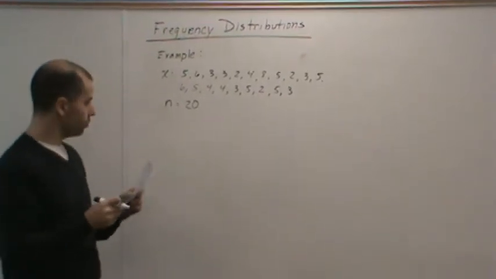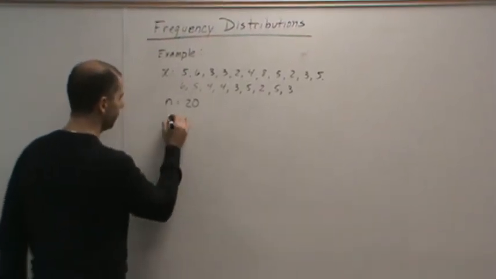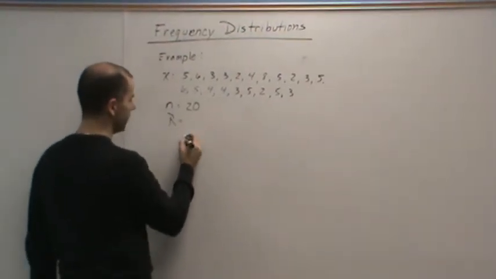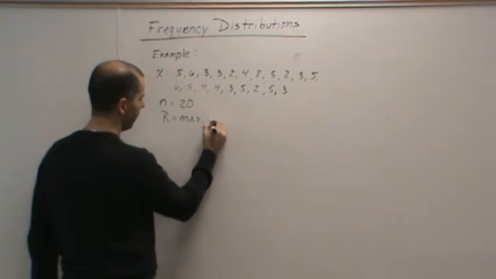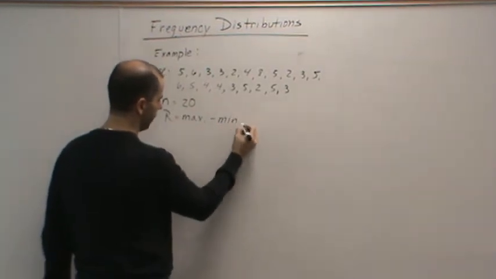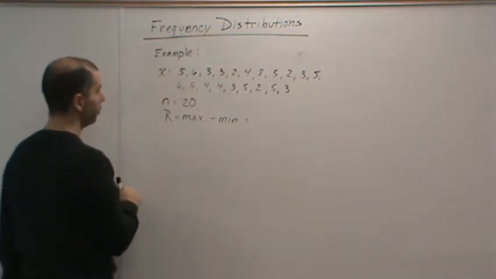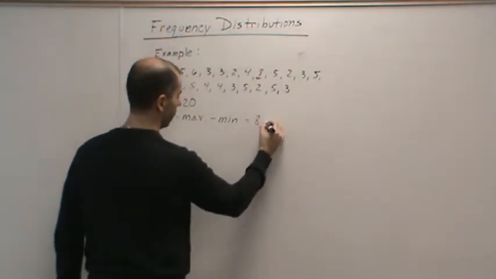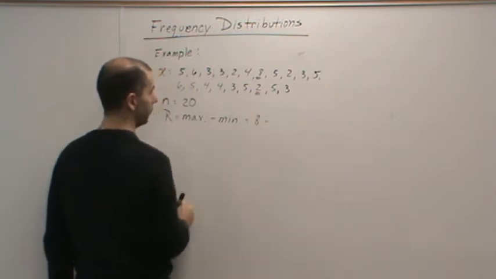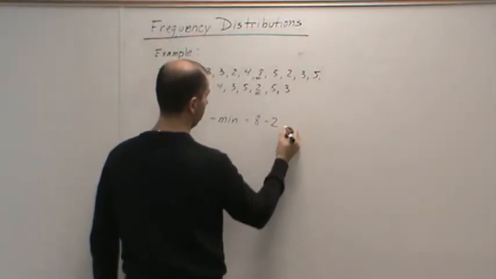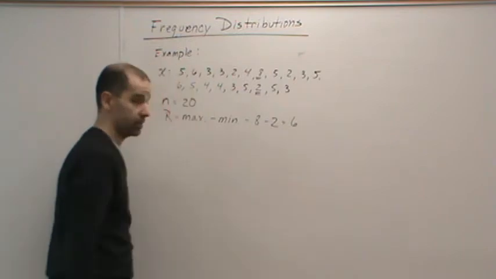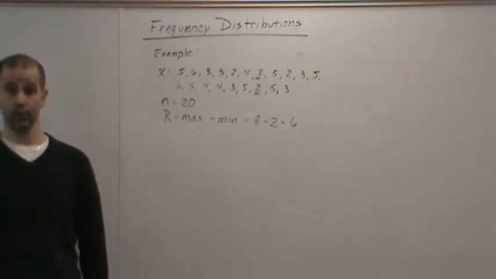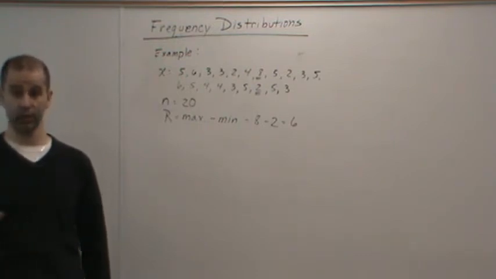Okay. So the range, denoted by capital R, of the data set is the maximum value minus the minimum value. That's it. So the maximum value is 8, and the minimum value is 2 in this data set. So the range is equal to 6, less than 10. So we're not going to group this data. We're going to just leave the values as they are. We're not going to group any of them.